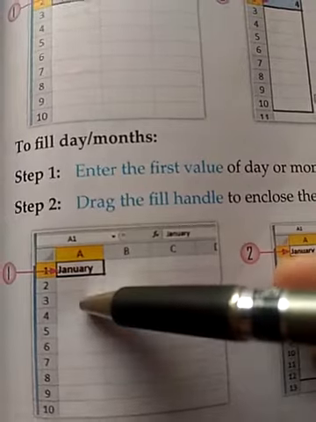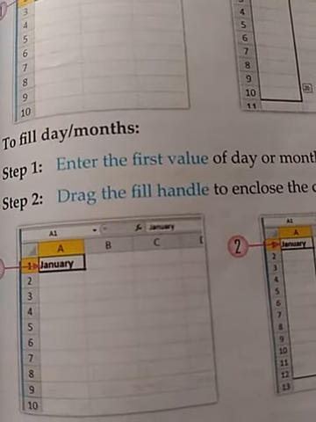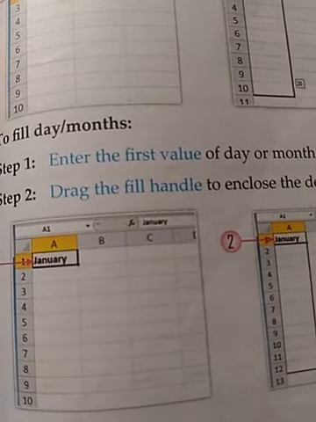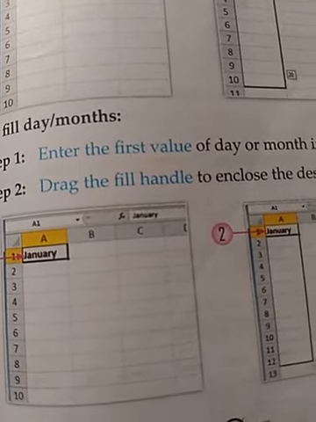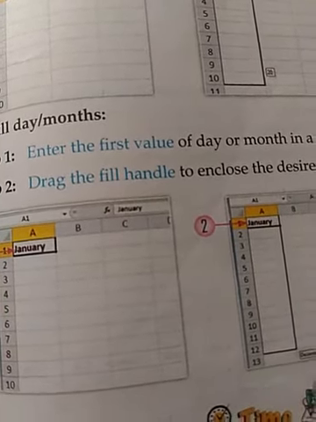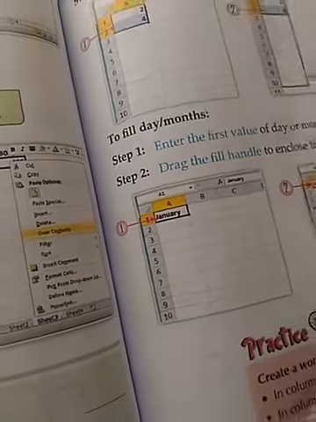Suppose there are 12 months, and if you drag your mouse cursor up to, let us say, cell 20, then after 12 it will repeat the names, meaning January, February, up to December. After that, again it will start January, February, March, April. In this way you can simply fill the cells with values.